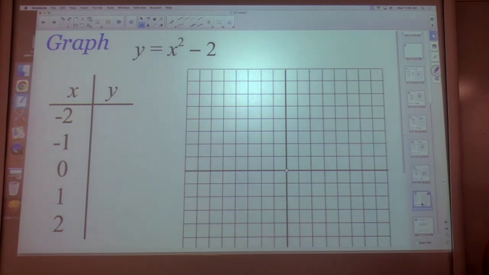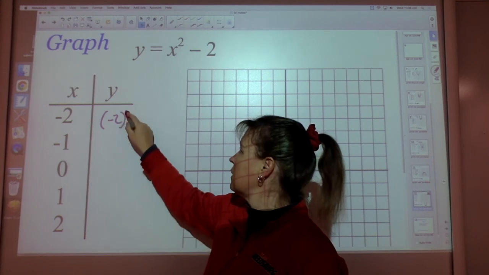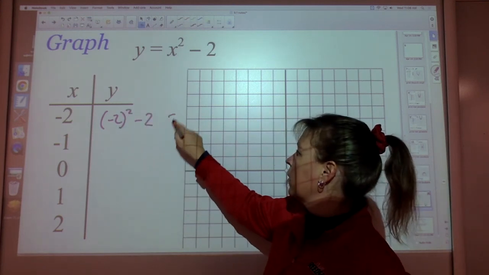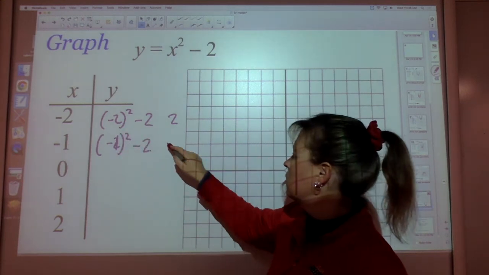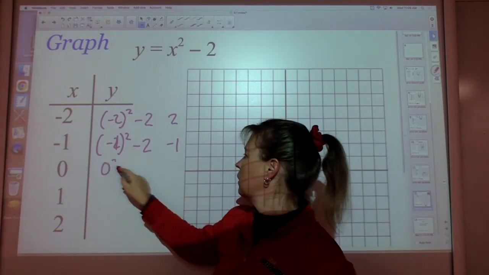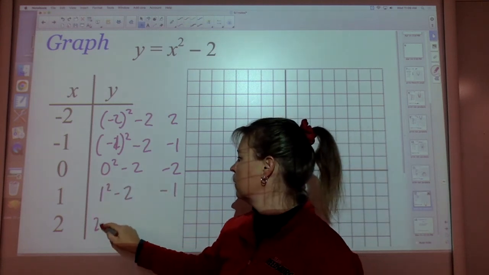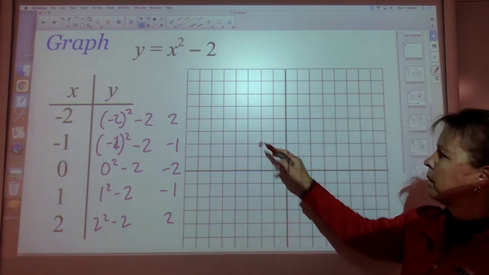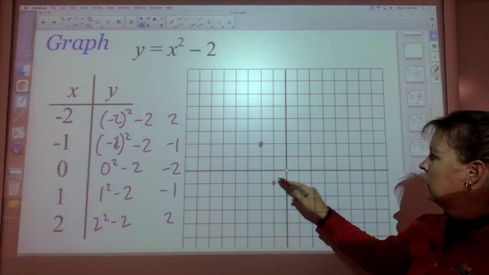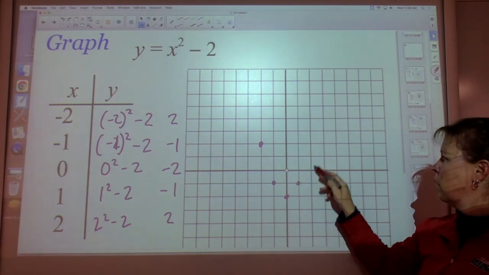Last one, and maybe you can predict this. You're going to subtract instead of add. When we added 5, it went up 5. When we subtract 2, guess what? It's going to go down 2. You can pause it so you can take the time to write this down. But we're going to get 2 here. Oops, -1 minus 2, -1, -2, -1, and 2. What does that look like? Left 2, up 2. Left 1, down 1. 0, down 2. 1, down 1, and over 2, up 2.